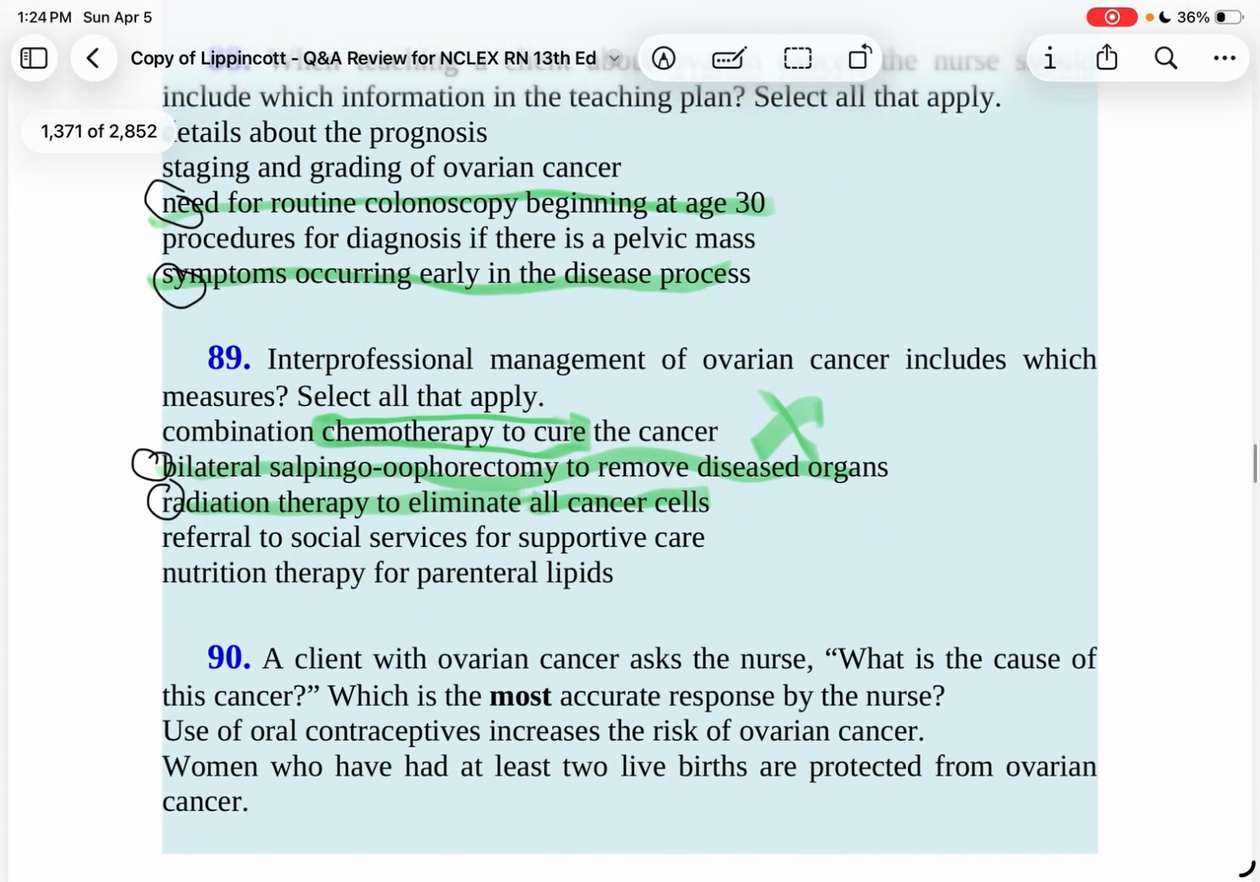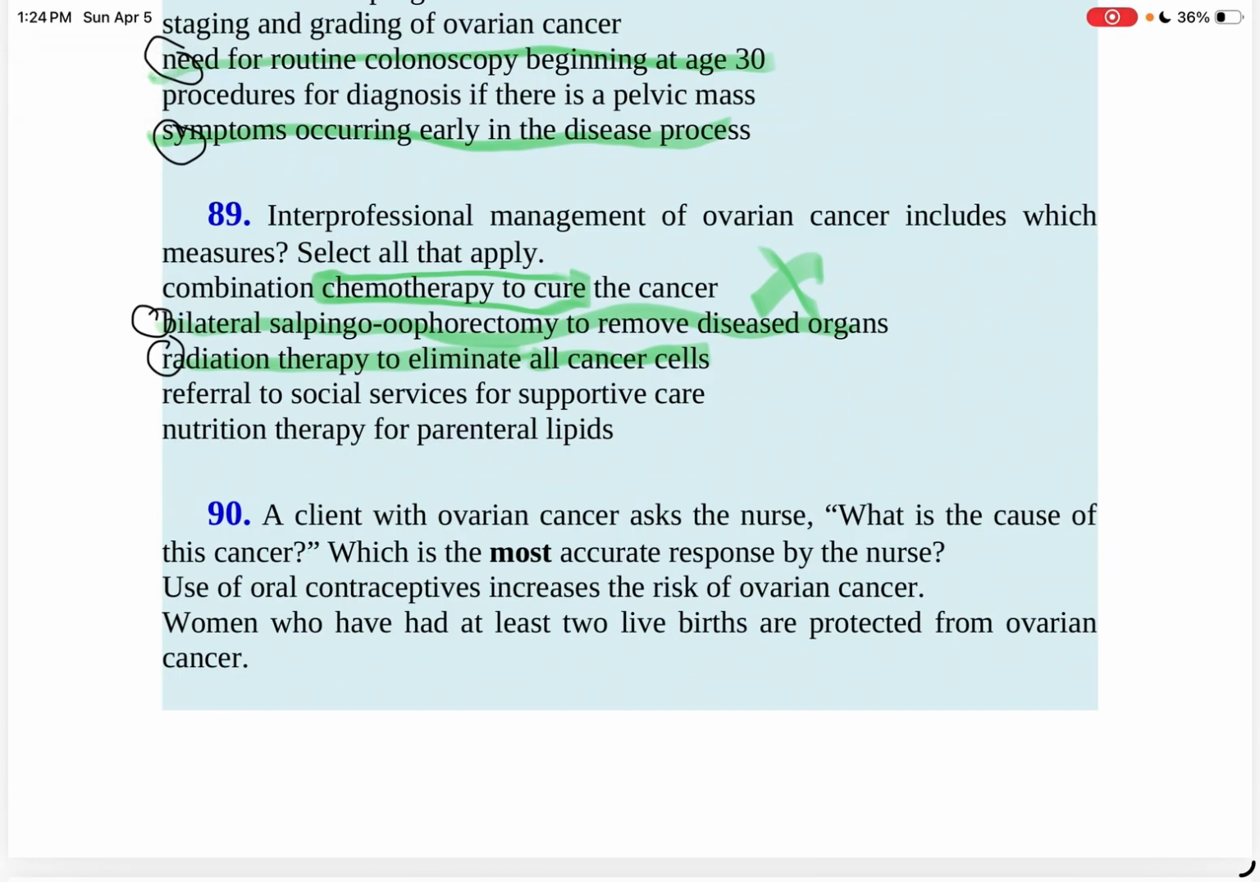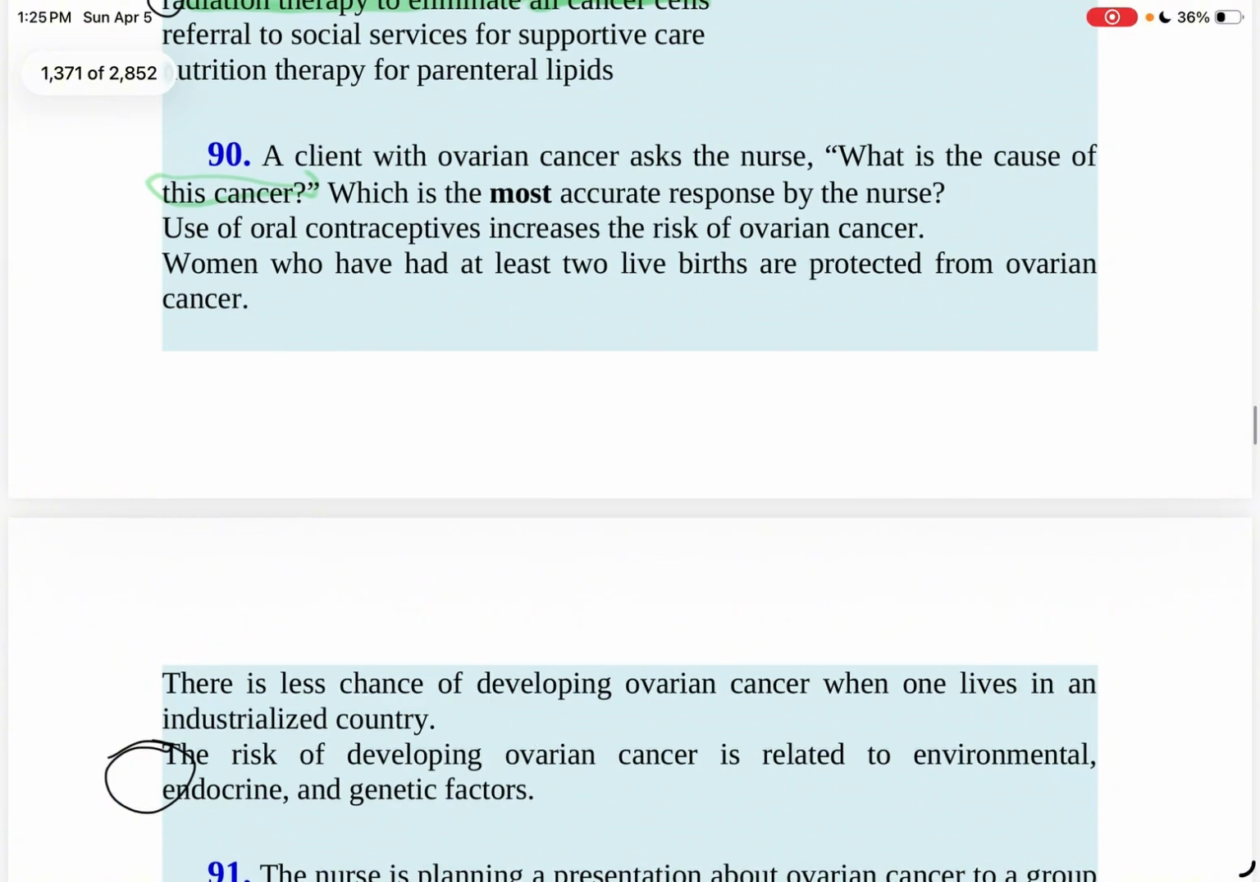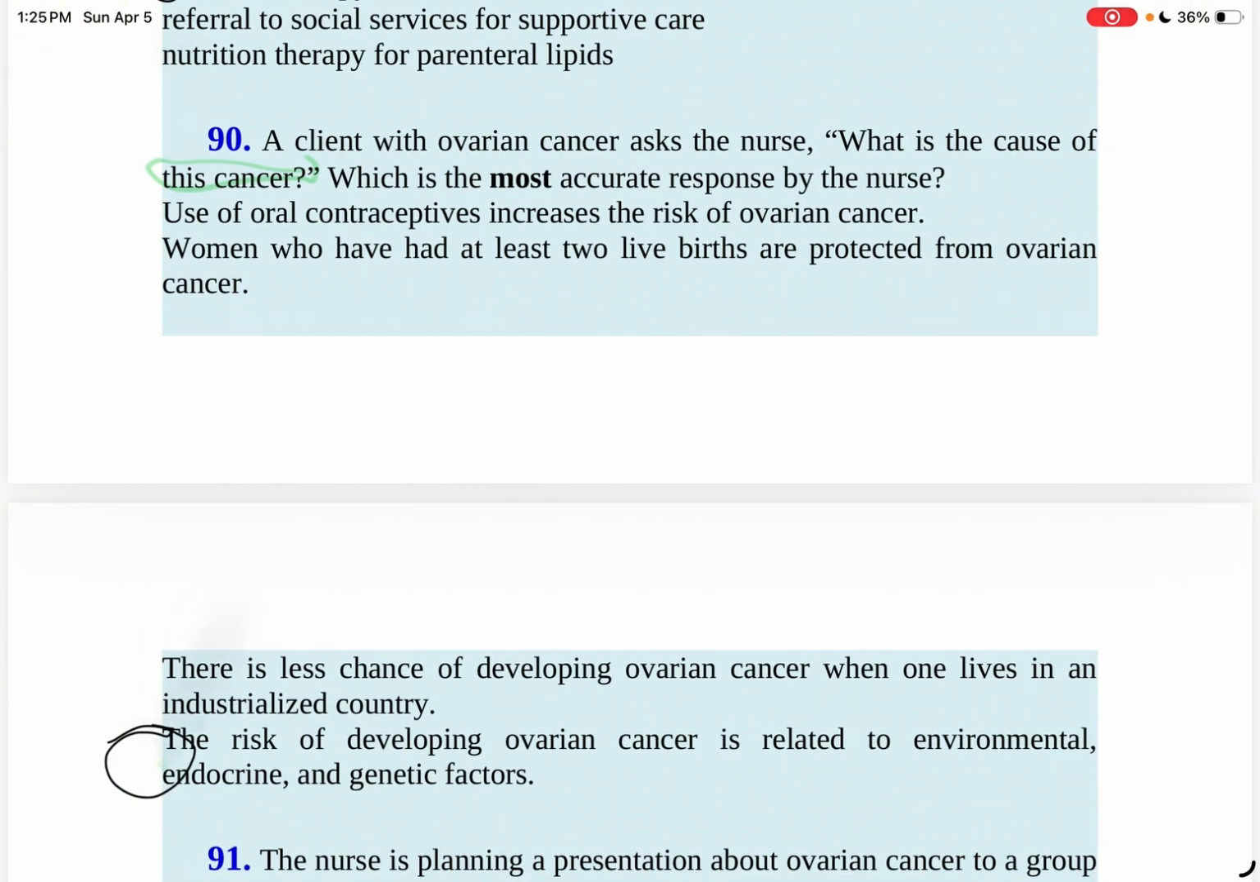A client with ovarian cancer asks the nurse, what is the cause of this cancer? The most accurate response by the nurse is use of oral contraceptives? No. The risk of developing ovarian cancer is related to environmental, endocrine, and genetic factors.